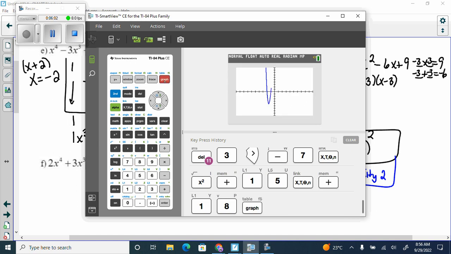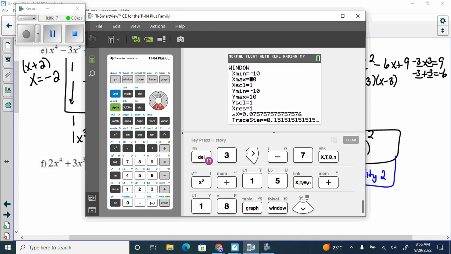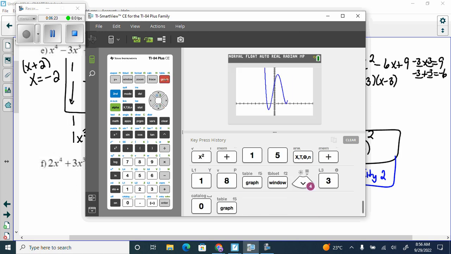So press graph. Now, what's the very last number on this equation? 18. So that's my what? My y-intercept. So I know I have a y-intercept at positive 18. So I'm going to go to my window and I'm going to make my y max be at least higher than that. So I'm going to make it be 20. I'm going to make it be 30. See what happens. So now I can see my graph better, correct?